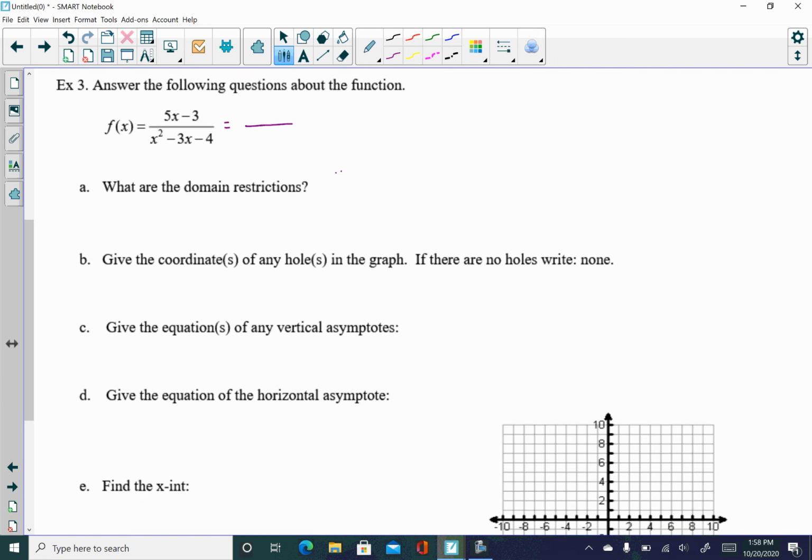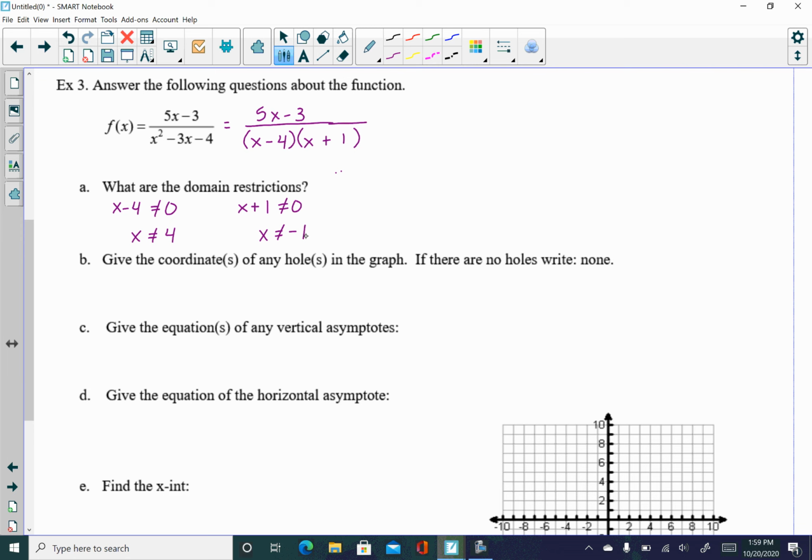Up here at the top, I can't do anything, so I have 5x minus 3. But on the bottom, we factored this back on the front page, so I'm just going to repeat that: x minus 4 times x plus 1. So our domain restrictions: x minus 4 can't equal 0, and x plus 1 cannot equal 0. Solving for x in both cases, x could not equal positive 4, and x could not equal negative 1.